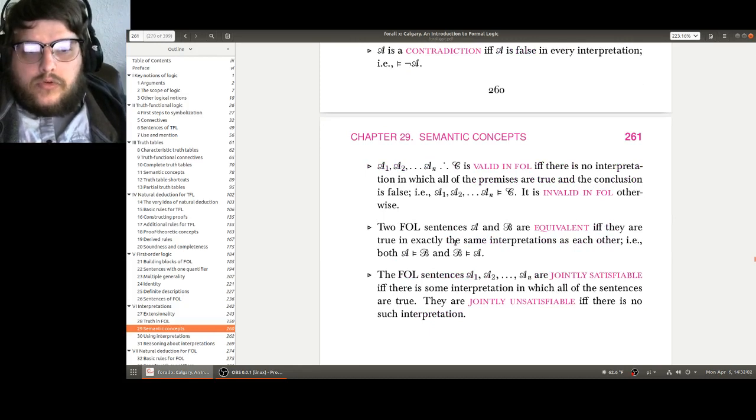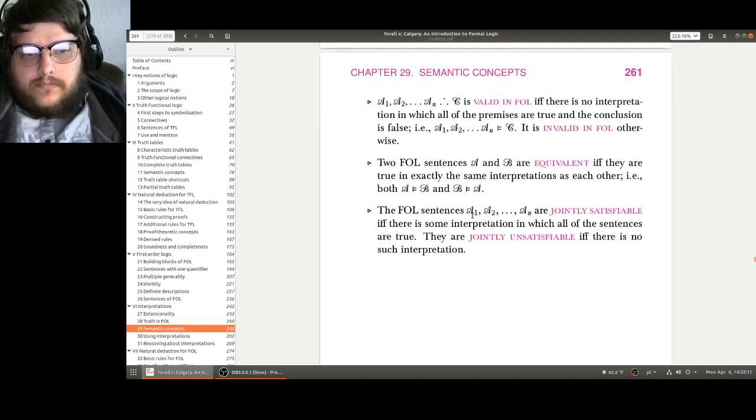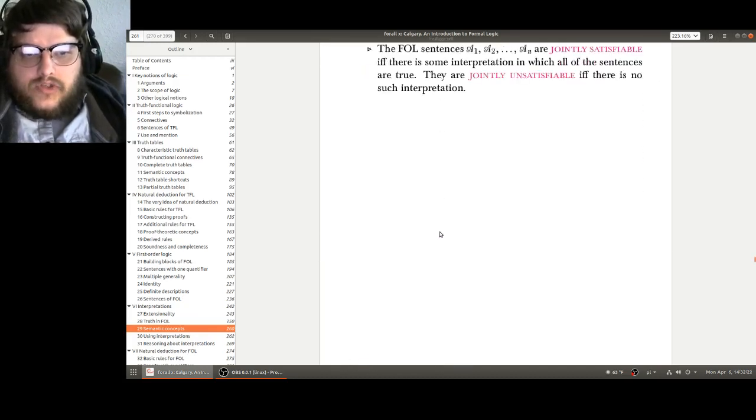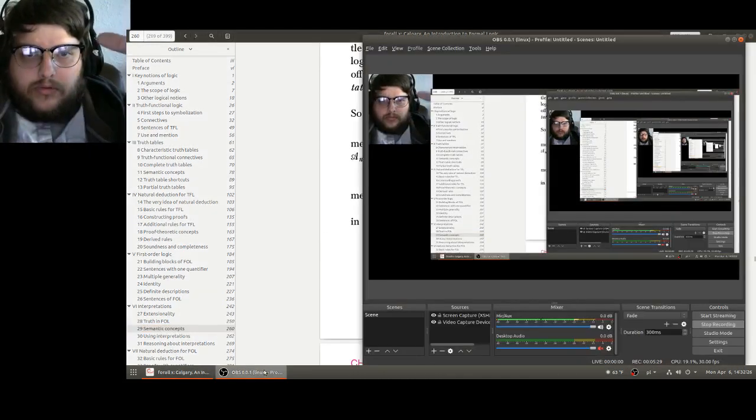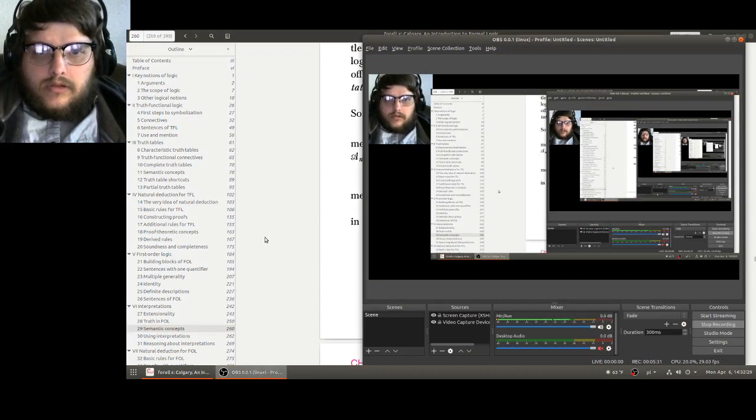Two sentences are equivalent if their truth values match in all interpretations. Jointly satisfiable means there's an interpretation that makes all of them true, and jointly unsatisfiable means there is no such interpretation. That's it for chapter 29. There's nothing else to it. Basically, it pulls up all the words from TFL that we looked through and reinterprets them in terms of interpretations, and that's it.